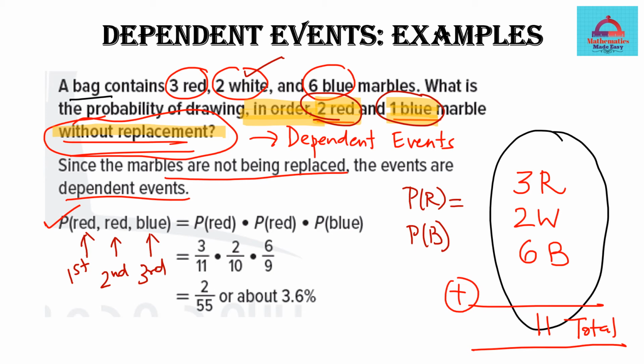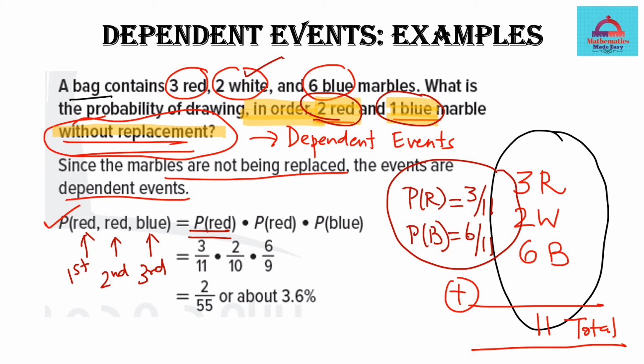So probability for red in the first draw would be definitely 3 divided by 11, because there are 3 red out of a total 11. For blue, it will be 6 out of 11. So this is all in the first draw, if you just look at the first probability. But here we need first red, so 3 by 11 would work.